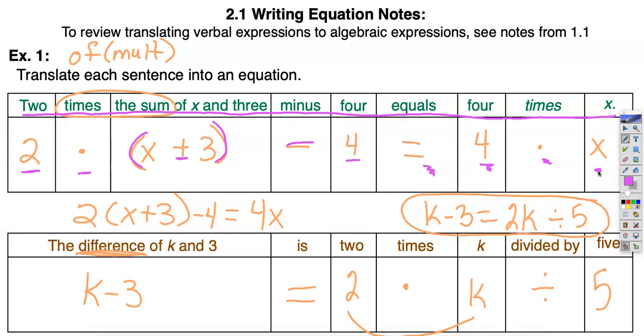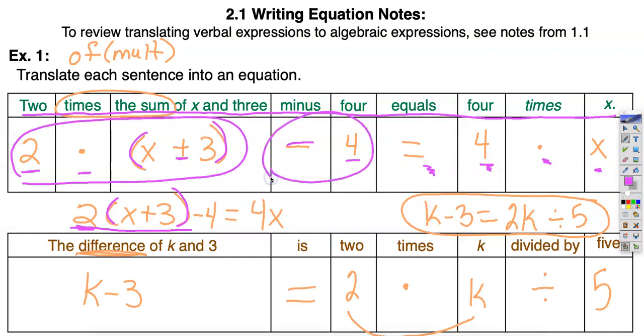So that's kind of a lengthy stretched out equation. So we're going to take that information and condense it a little bit. So this section here, I've condensed into 2 basically times the quantity x plus 3. So by placing this 2 here in front of those parentheses, that's going to be multiplication. Then we had minus 4. So our minus 4 is right here.